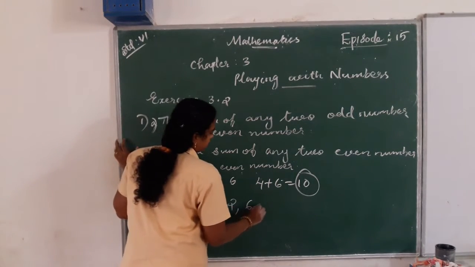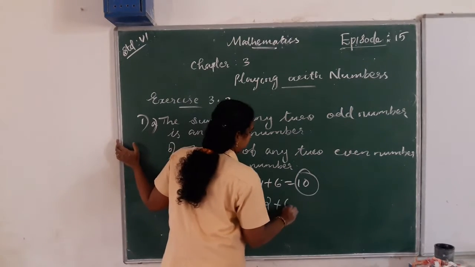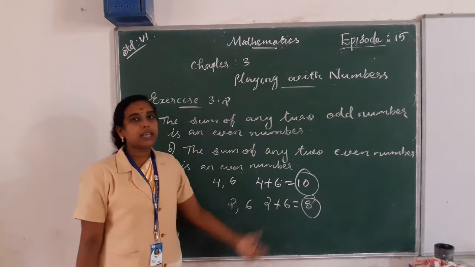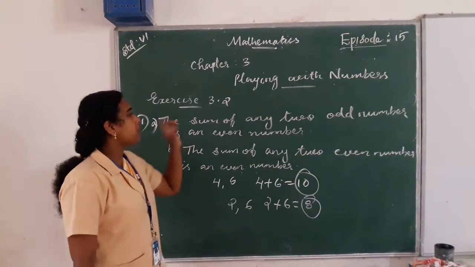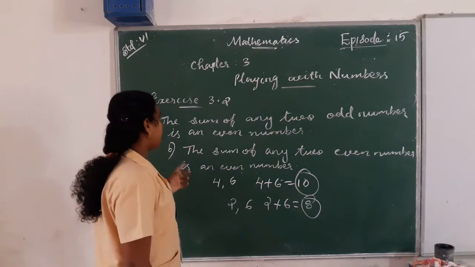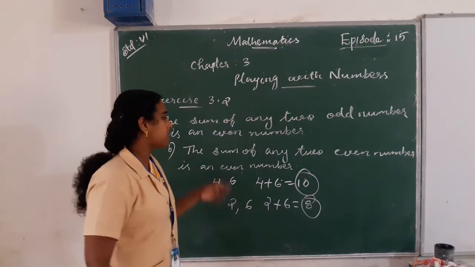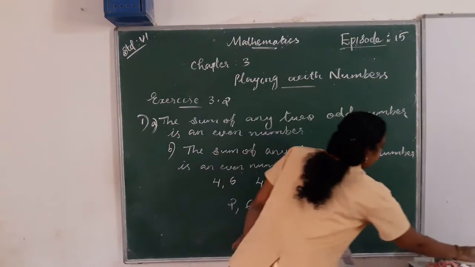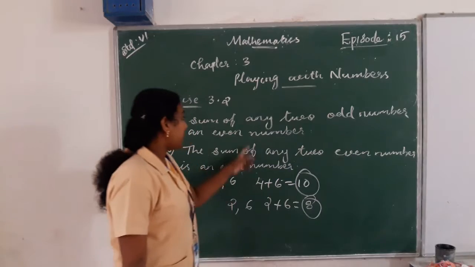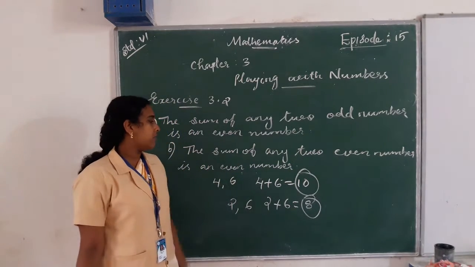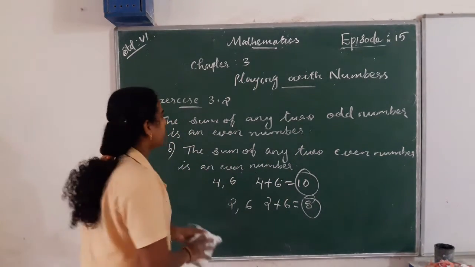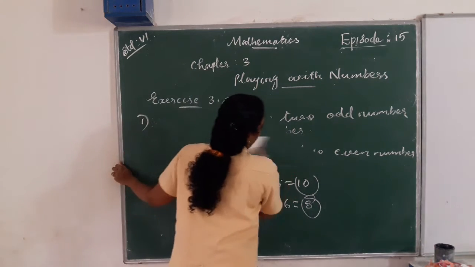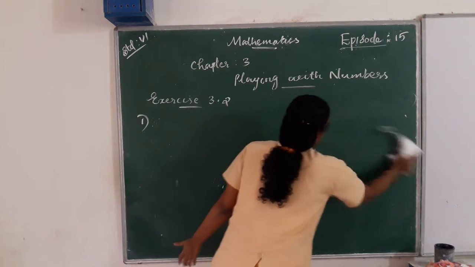And 2 and 6 are even numbers. If we add 2 plus 6, then we get 8. 8 is an even number. So if we add any two even numbers, then we get an even number. So the sum of any two odd numbers is an even number, and the sum of any two even numbers is also an even number.